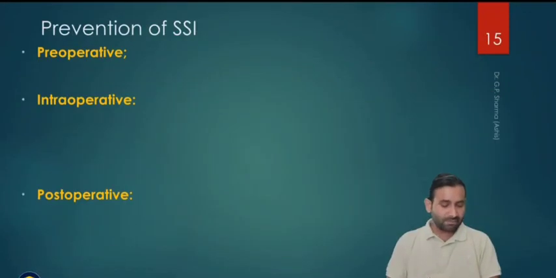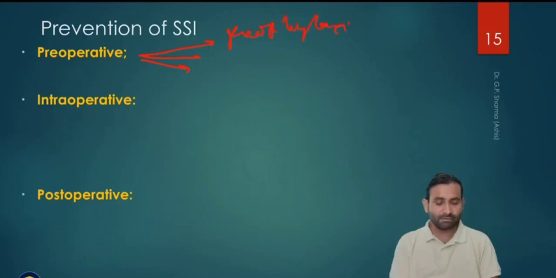And the prevention of SSI, how can we prevent SSI? We have 3 classifications: pre-operative prevention, intraoperative prevention, and post-operative prevention. Pre-operatively, how can we prevent these surgical site infections? We can use antibiotic prophylaxis. We know already when we use it: at the time of anesthesia induction or 30 minutes before the surgical procedure, right? And we use this as a prophylaxis pre-operatively.